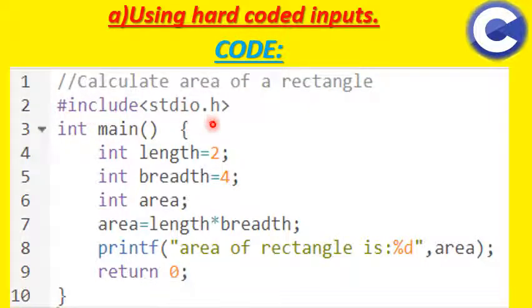#include <stdio.h>, it is a header file which is always compulsory. Then your int main, it is the main function. After this, whatever I write will be considered by my compiler for execution. Now these are my curly brackets. After this my code starts.